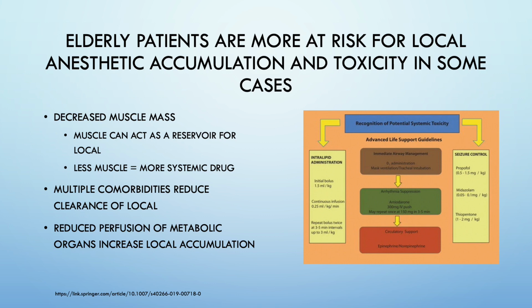Also, multiple comorbidities can reduce the body's ability to clear out local, putting patients at higher risk for local toxicity, and also reduced perfusion of organs that clear the local will ultimately lead to an increased accumulation. So for these reasons, they say that elderly folks are more at risk for local toxicity, and a question was asked to that effect.